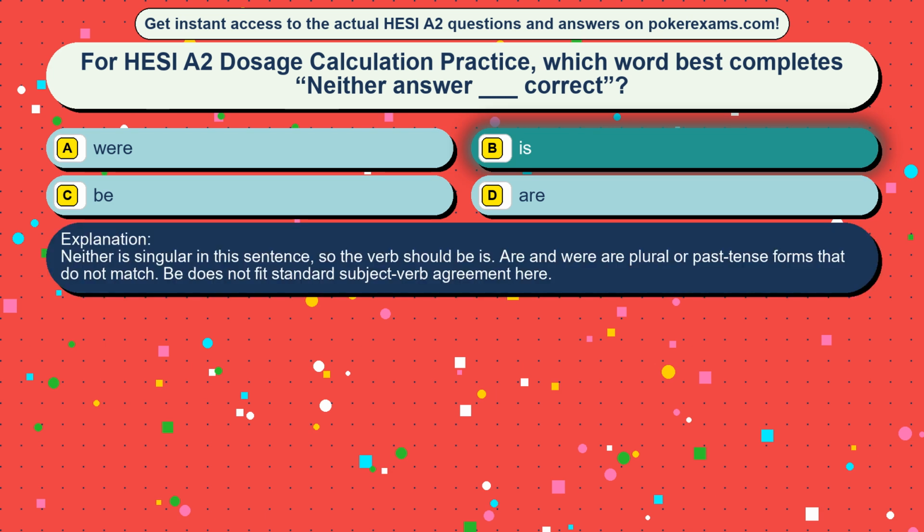Neither is singular in this sentence, so the verb should be is. Are and were are plural or past tense forms that do not match. B fits standard subject-verb agreement here.